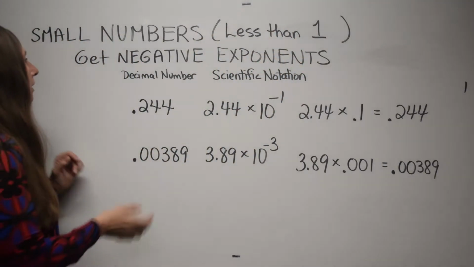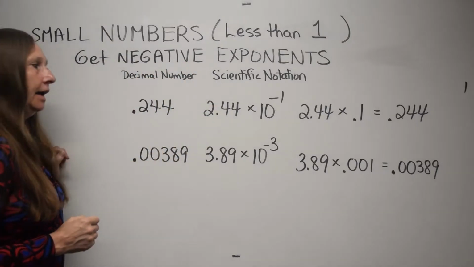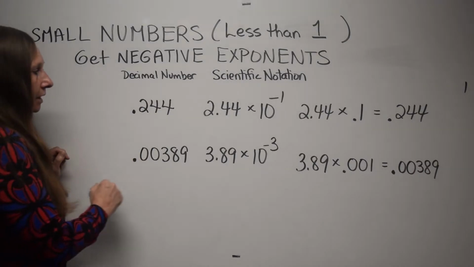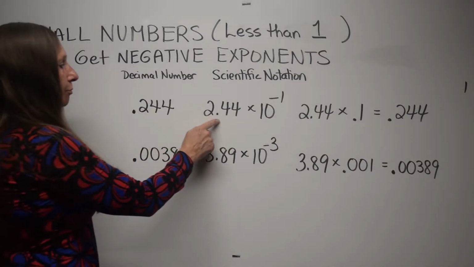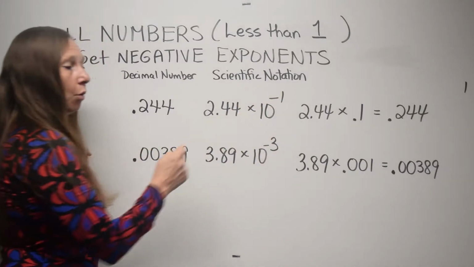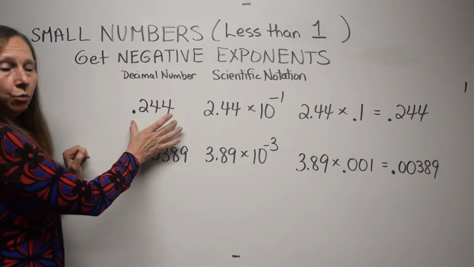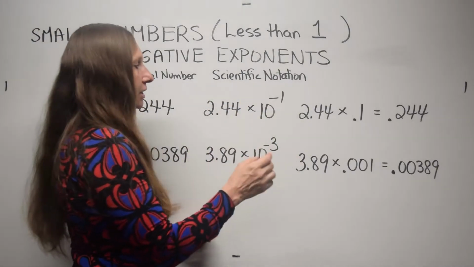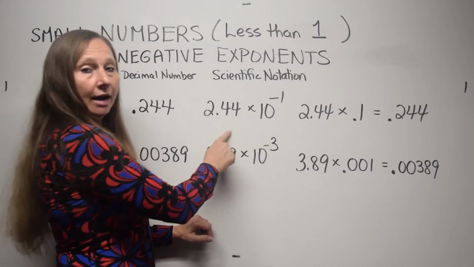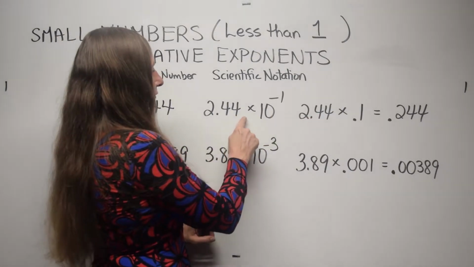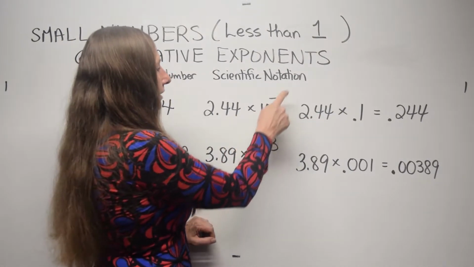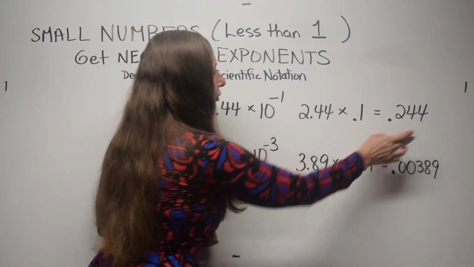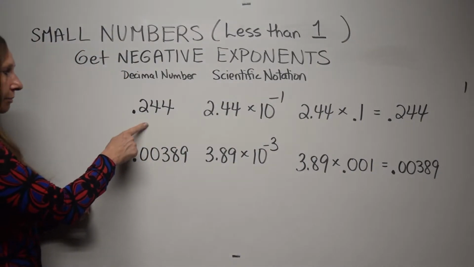Numbers less than 1 are going to require negative exponents. So here's a decimal number, 0.244, and that in scientific notation would be 2.44 times 10 to the negative 1. You see that a number less than 1 gets a negative exponent. Now, what does that literally translate into? The math that you're actually doing here is 2.44 times 0.1. 10 to the negative 1 is 0.1. 2.44 times 0.1 is 0.244, just like the original decimal.